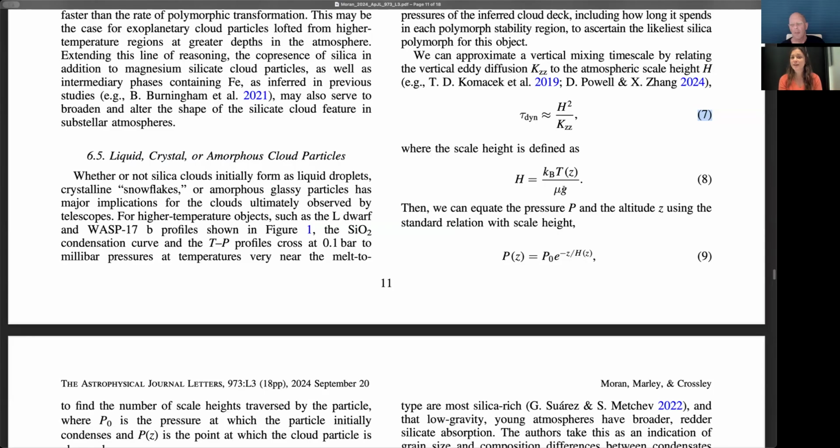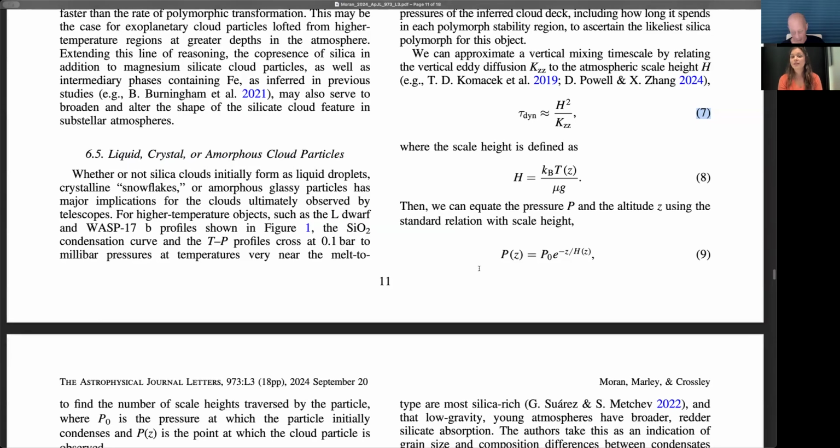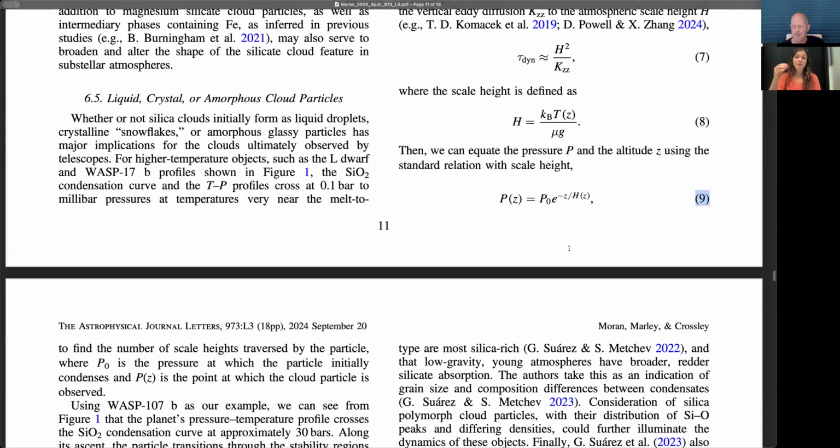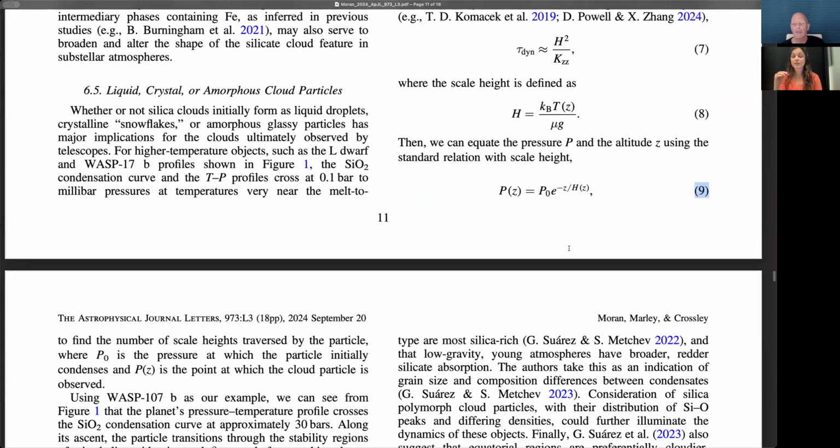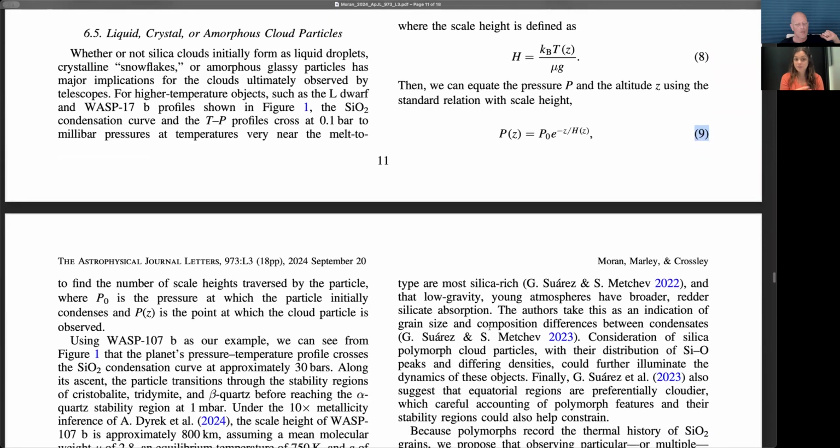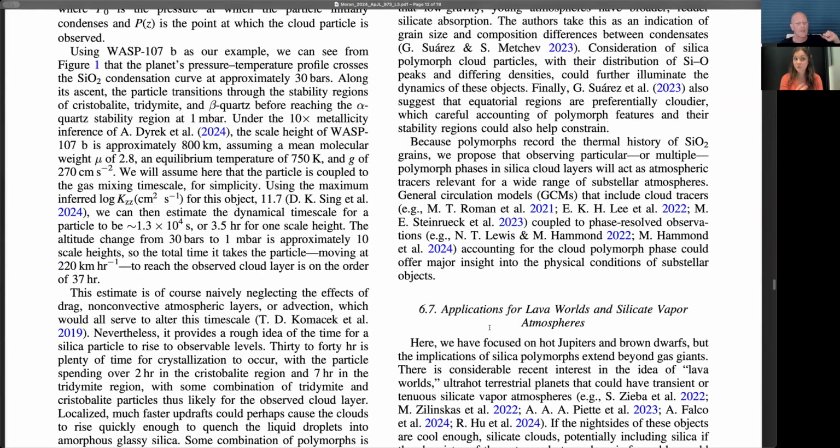We can relate that back to the pressure, altitude, in the atmosphere, so that we can figure out the difference between the pressure where a cloud is nucleating and where we're actually observing it higher in the atmosphere. And then you can run that example for WASP 107b. So way down in figure 1, when I'm showing those condensation curves, you can see that that's happening for this object around 30 bars, very deep in the atmosphere.